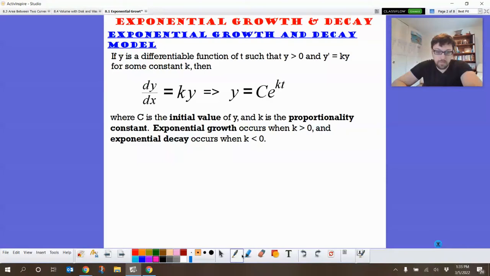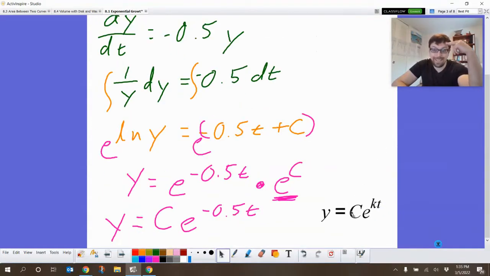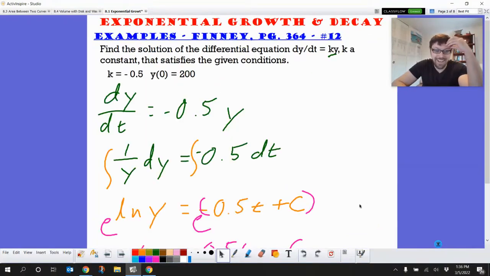And you can see how that matches up with what we had originally. So our y equals C e to the kt. k is still our proportionality constant. But we were given an initial condition that y of 0 equals 200.